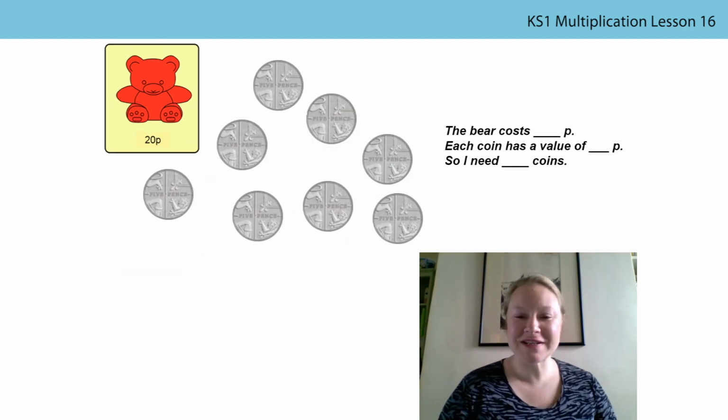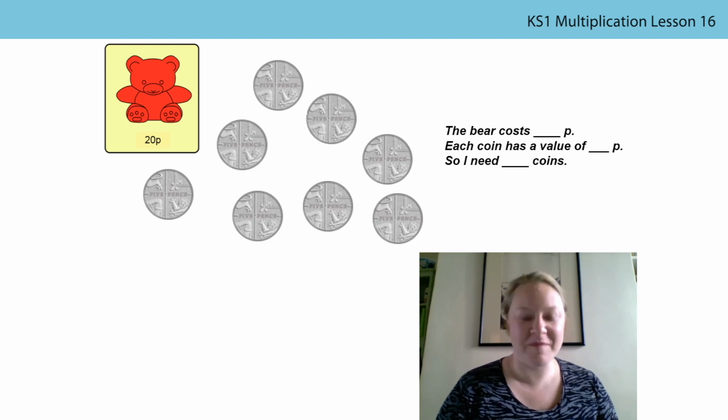You are so brilliant at counting in twos that we've changed it again. Okay, so the value of the bear is the same. It still costs 20 pence. But what have we changed? Can you see from the screen? We've changed the value of the coin. Well done. So now each coin has a value of 5 pence. Excellent. Okay, so we're going to count in multiples of 5.